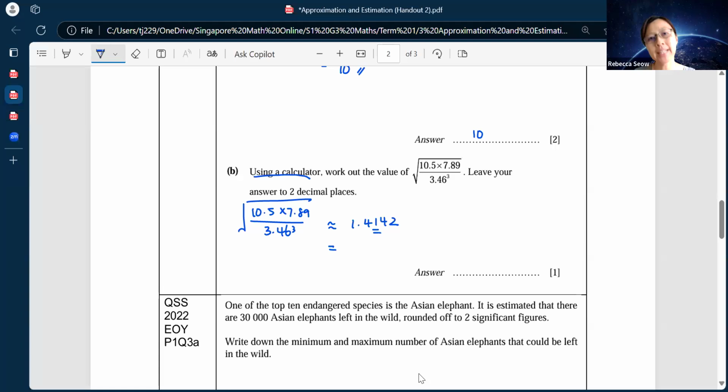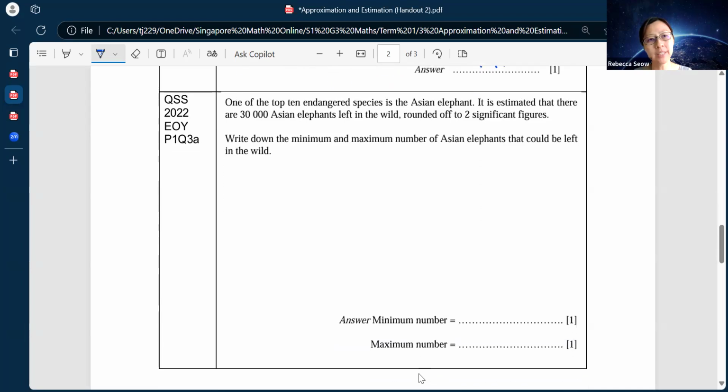Okay, I use the approximate sign, and from there, I'm going to leave my answer to 2 dp. So let me underline the second dp first, and then I will decide whether the 1 stays at 1 or I need to round it up to 2. So looking at the digit next to it, I see a 4. I do not round it up. So answer will be 1.41, correct to 2 dp. Next question.